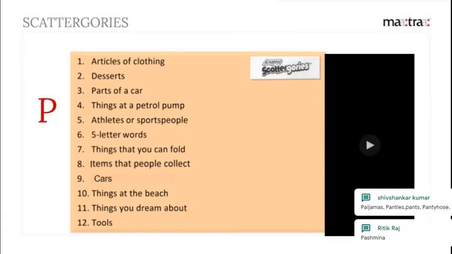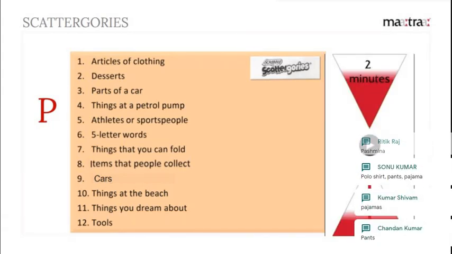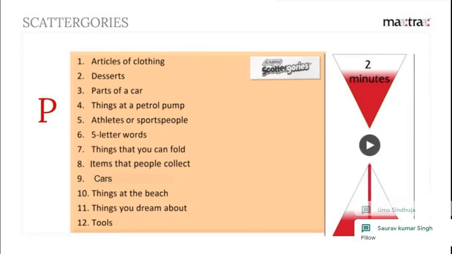Articles of clothing with the letter P. Pajamas, panties, pantyhose. Pink fashion. Polo shirt, pants, pajamas. Sakshi, palazzos. Parasuit. Saurav, you do not wear a pillow unless you ran out of clothes, so I don't think that qualifies as an article of clothing. But yes, fair answer. Pajama pants, patialas. Very good.